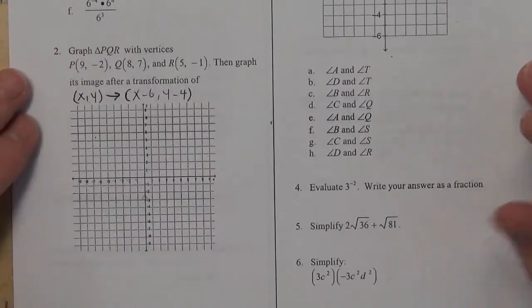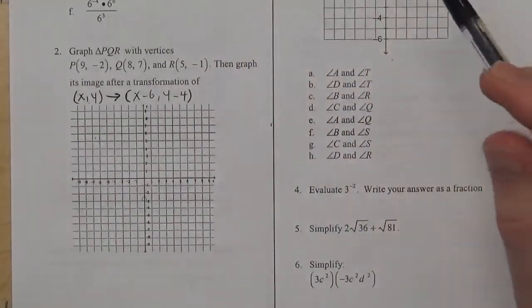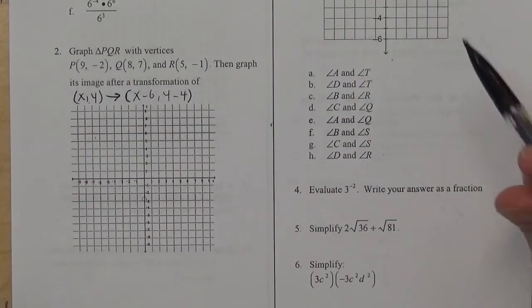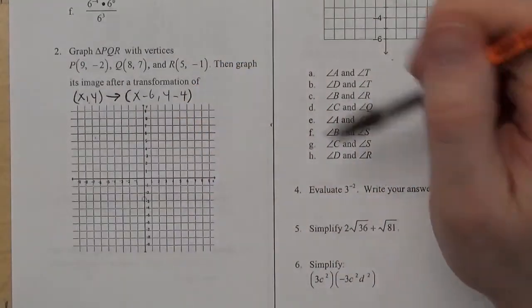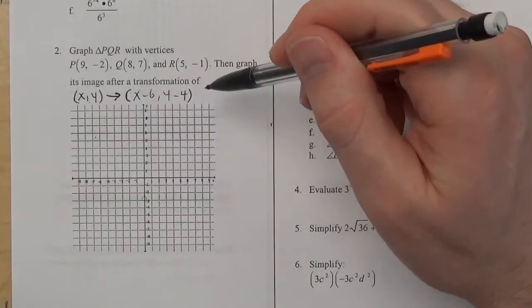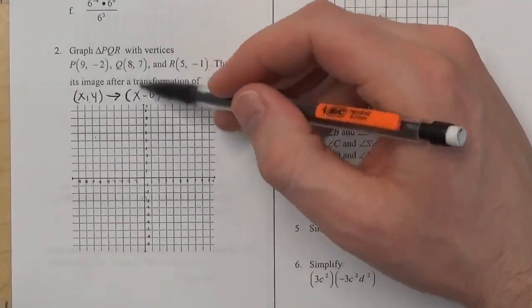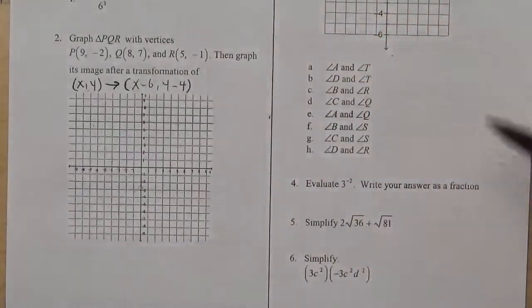Number 2 says graph triangle PQR with vertices, and it tells you the vertices there, and then graph its image after a transformation, and it tells you this transformation. So you go ahead and plot these points on there. Go ahead and do that, and then you're gonna do one of 2 things. You can either come up with the new coordinates here after subtracting 6 from each one of these x coordinates and 4 from each one of the y coordinates, and that will tell you where to plot that.